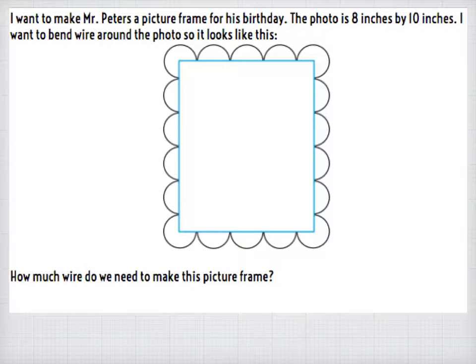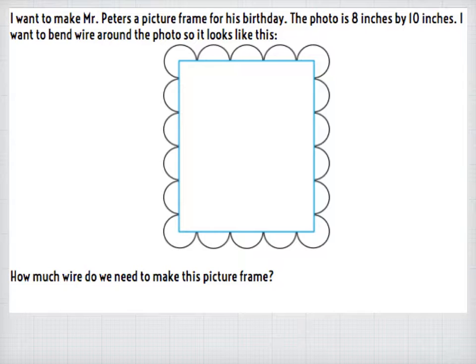And in true nerd style, I need you to make a plan before you cut and start putting together your picture frame. I want to know how much wire you are going to need so that you can make those loops, those wire loops that go around the picture. I'm only interested in everything that is the black loops, because that is what would be wire here. How can I figure out how much I need?